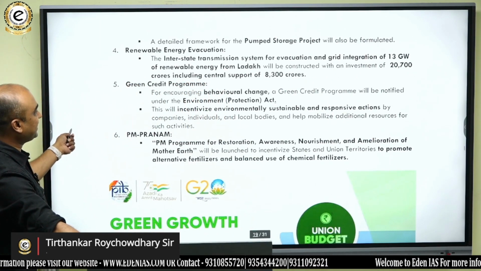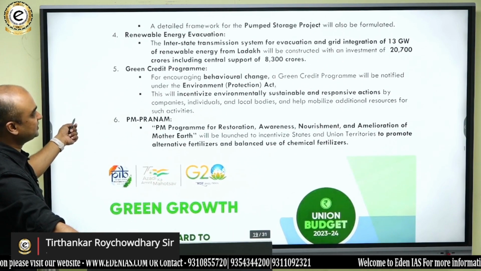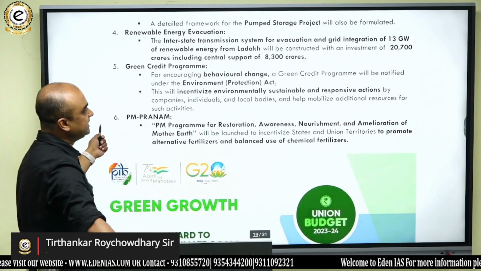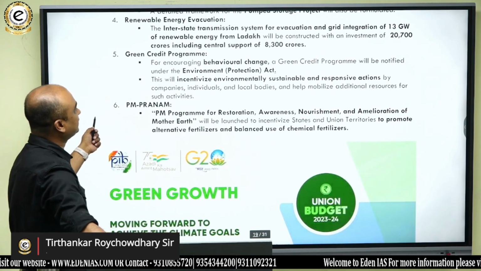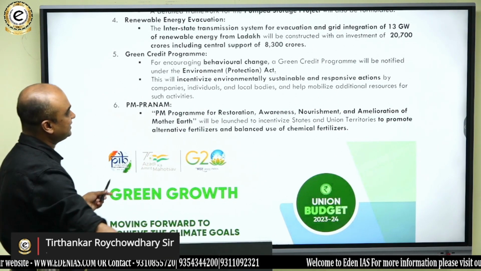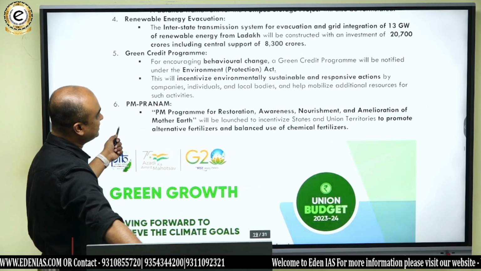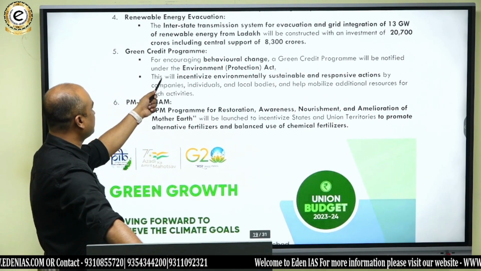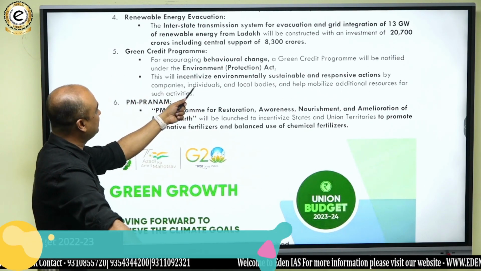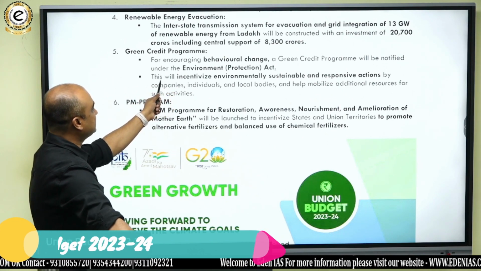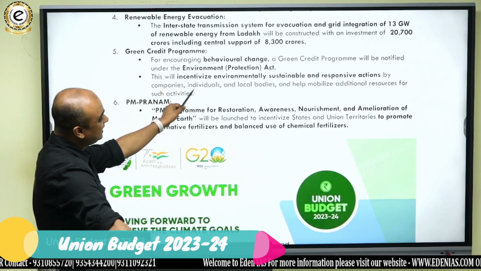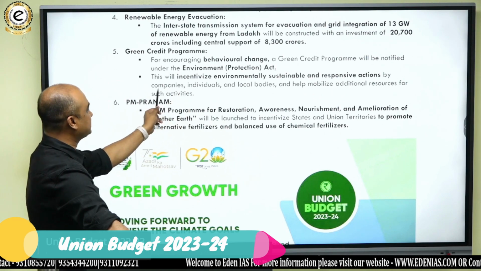Renewable energy evacuation: the interstate transmission system for evacuation and grid integration of 13 gigawatt of renewable energy from Ladakh will be constructed with an investment of 20,700 crores, including central support of 8,300 crores. Green credit program, behavioral change: a green credit program will be notified under the Environment Protection Act. This will incentivize environmentally sustainable and responsive actions by companies.